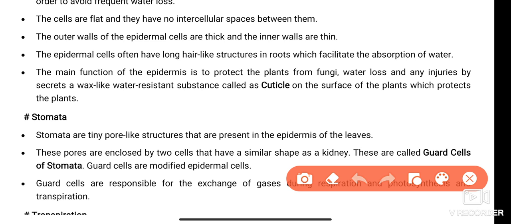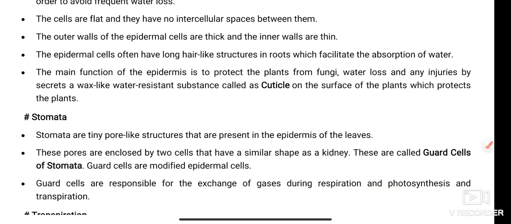So the main function of the epidermis, like skin protects us from external injury and fungal attack, is similar: epidermis tissue protects the plant from fungus attack, frequent water loss or injuries. How? By secreting a wax-like water-resistant substance called cuticle, which is the topmost layer of the plant cells. It is a waxy substance secreted by epidermal cells on the surface of the plant which protects the plant from water loss, fungus attack and external injury.